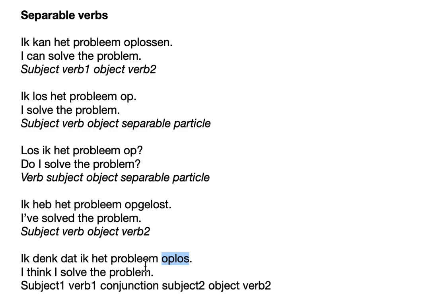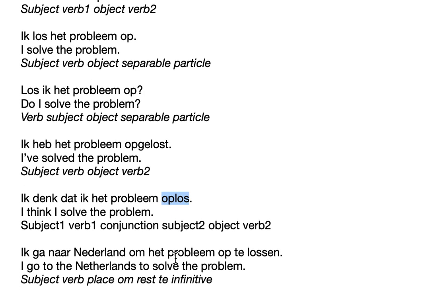Again, verb at the end of the subclause, the catapult. And a little additional problem is that separable verbs are pasted together in subclauses. One last point: if you combine the separable verb with the om te, what happens then?